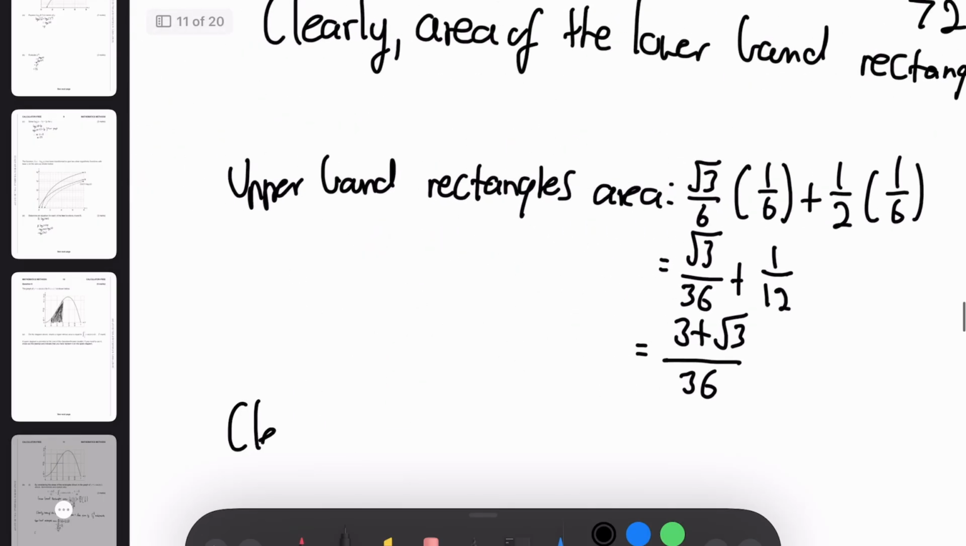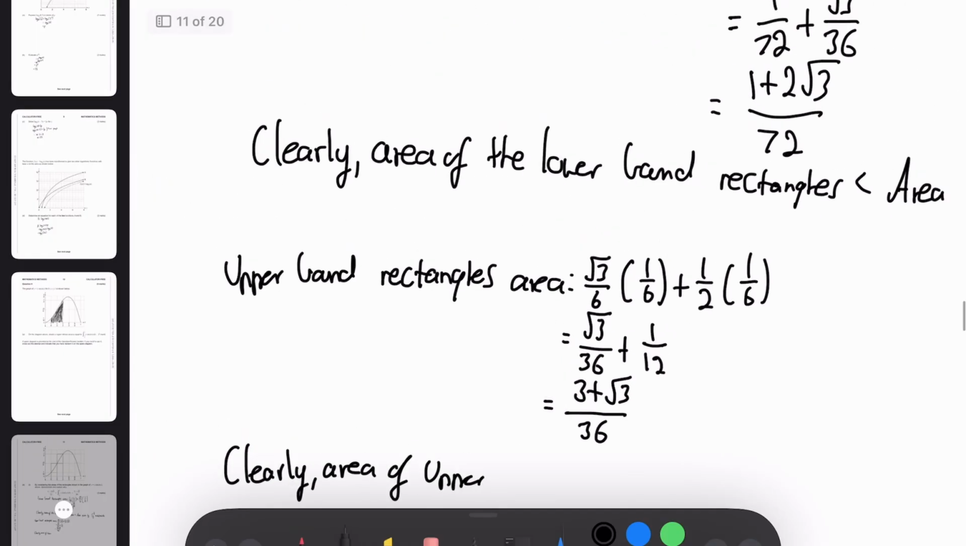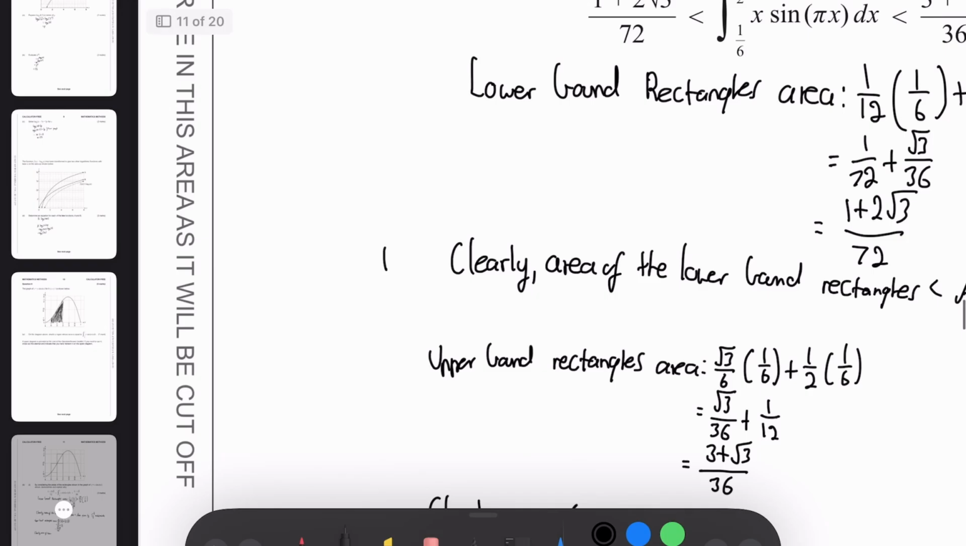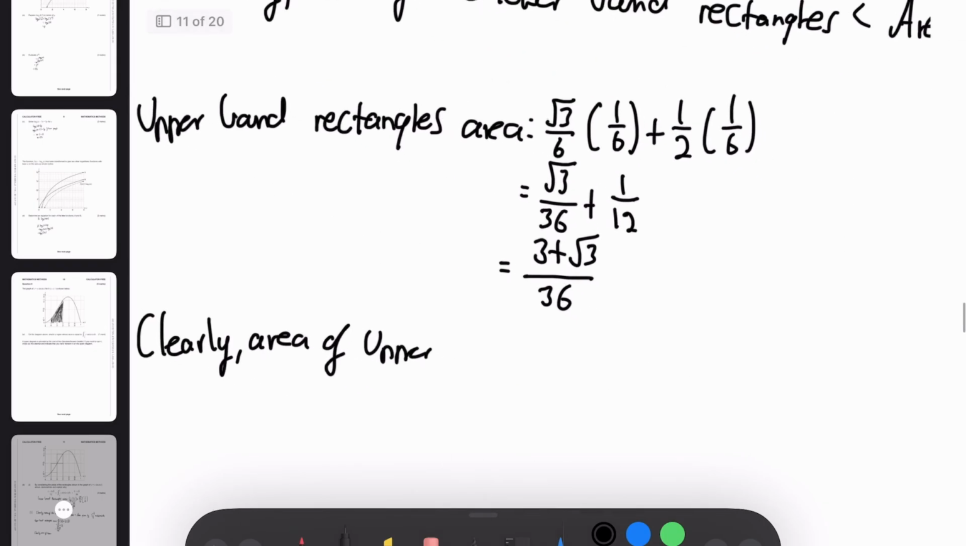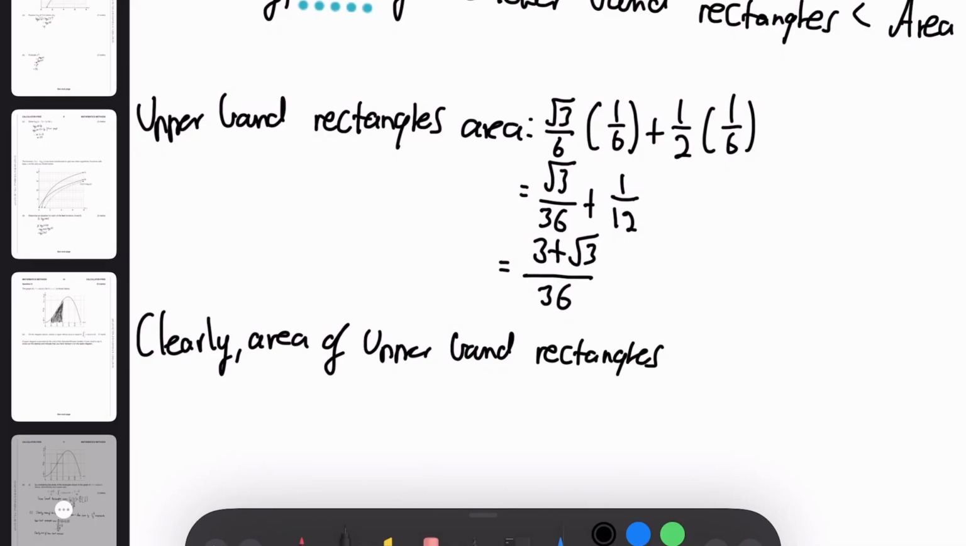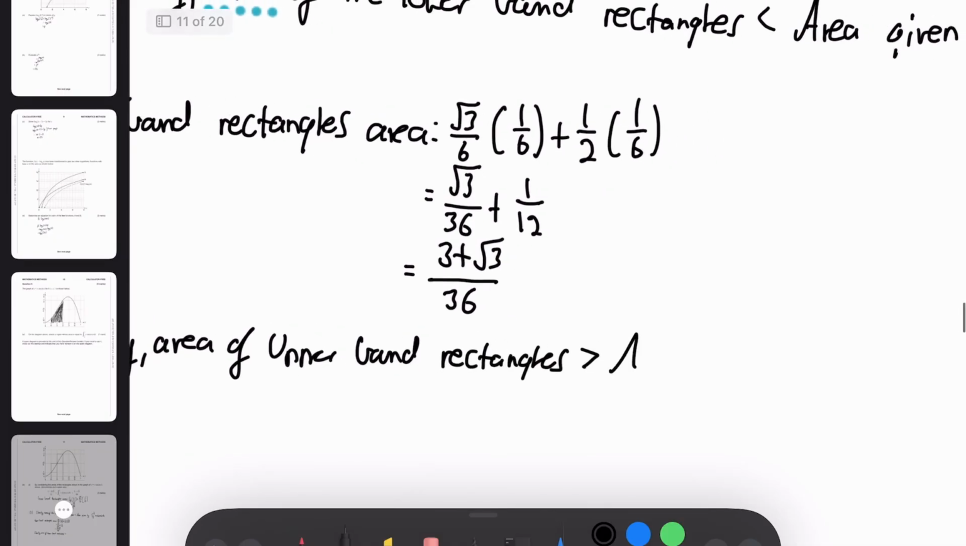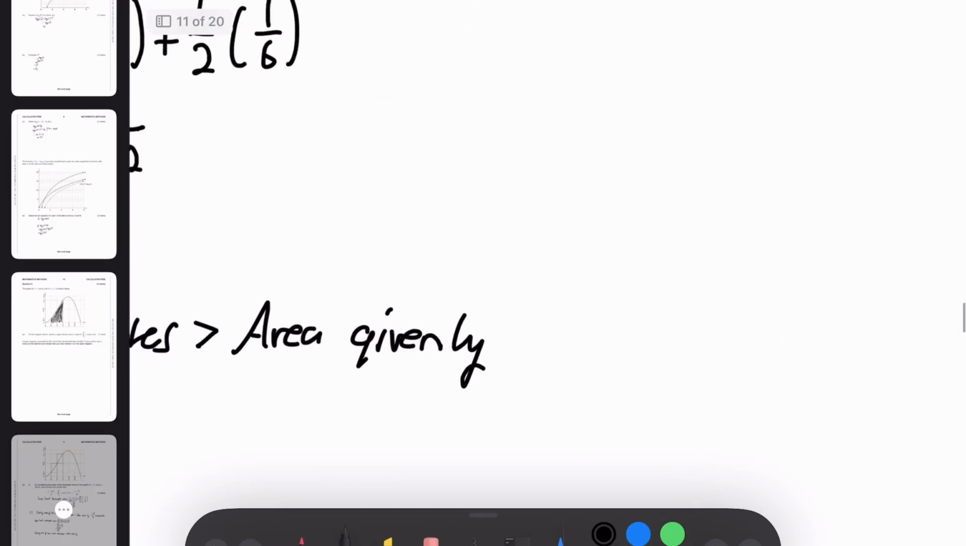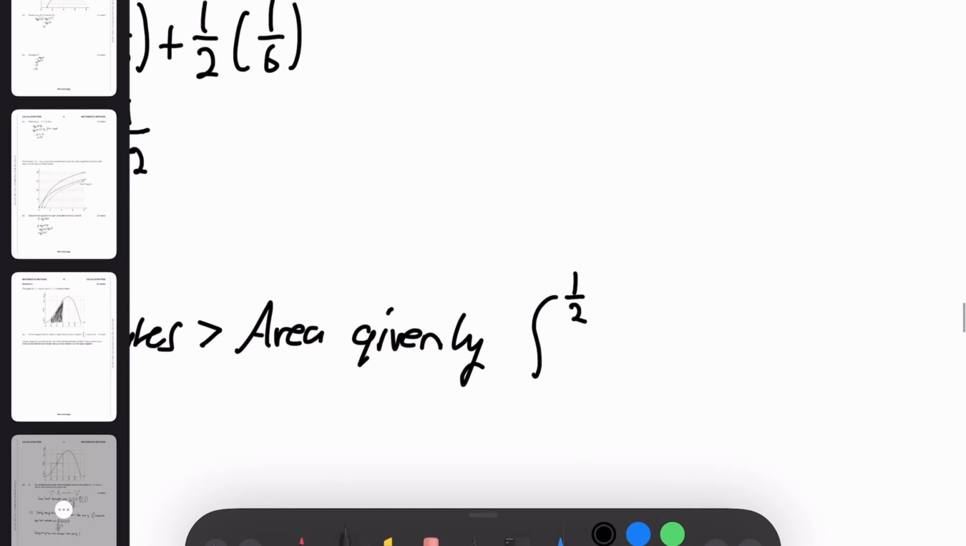The area is going to be equal to square root of 3 on 6 times 1 on 6 plus the other upper bound, which is 1 on 2, times another 1 on 6. So then this is going to be square root of 3 all on 36 plus 1 on 12, which we can simplify to 3 plus square root of 3 all over 36. And then again, clearly, the area of upper bound rectangles is greater than the area given by this, so the integral from 1 on 6 to 1 on 2 of x sine pi x dx.